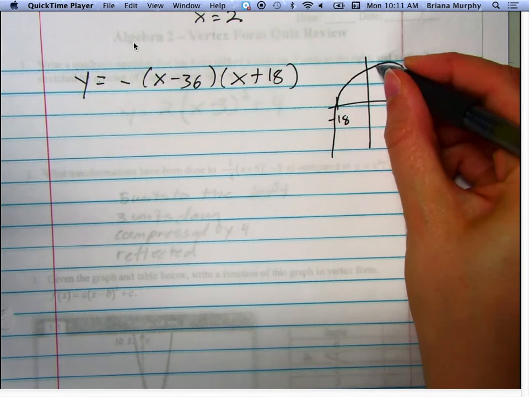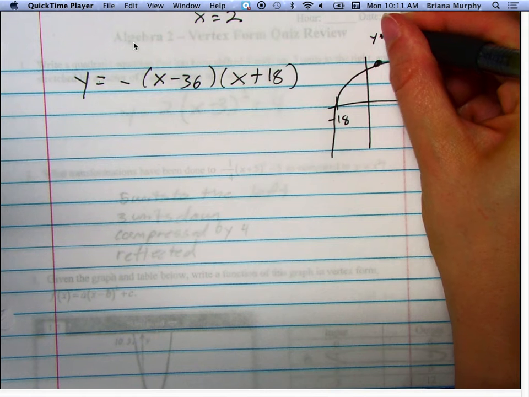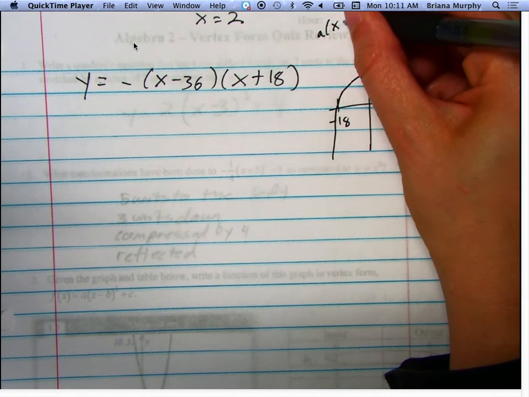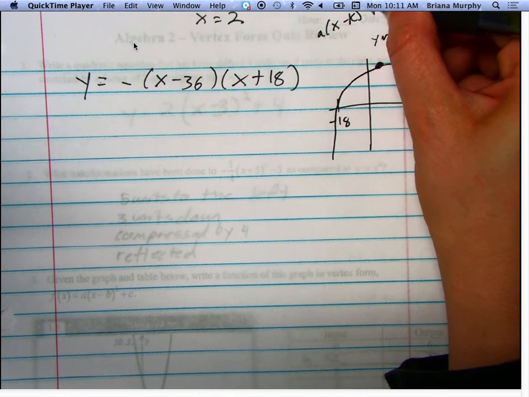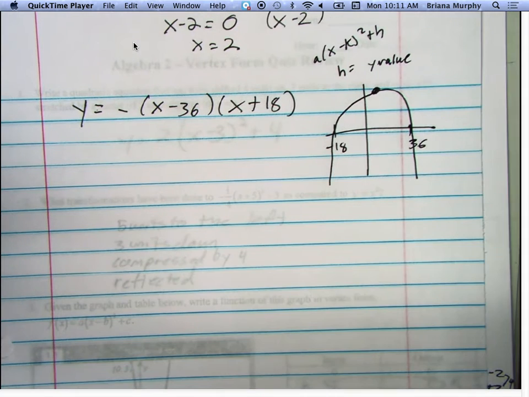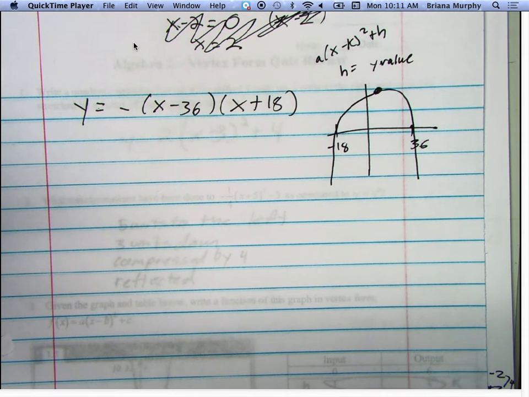So my maximum is going to be here. And how am I going to write my maximum? What is it going to be? The x value or the y value for my vertex? Y value. It's going to be the y value. Or if we're looking at a times x minus k squared plus h, it's going to be the h. It's going to be your max or min. How do I know if it's going to be a max or a minimum? Yeah, whether it's facing up or facing down, whether it's flipped or not.